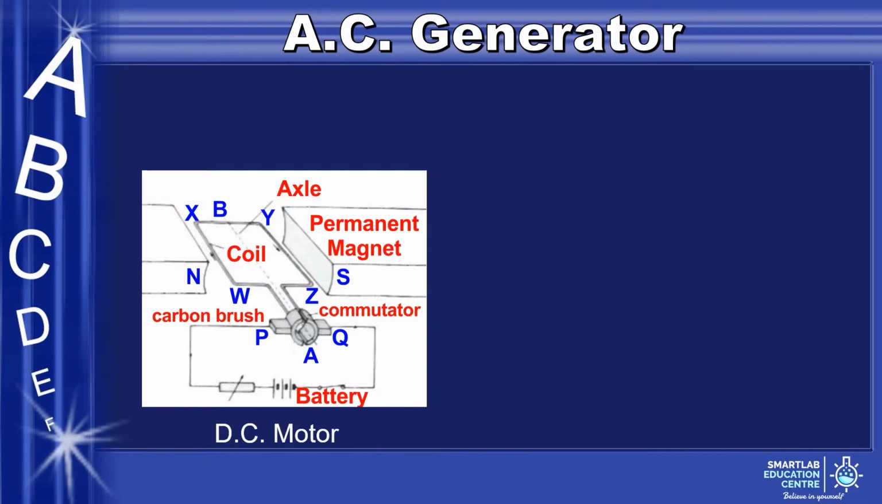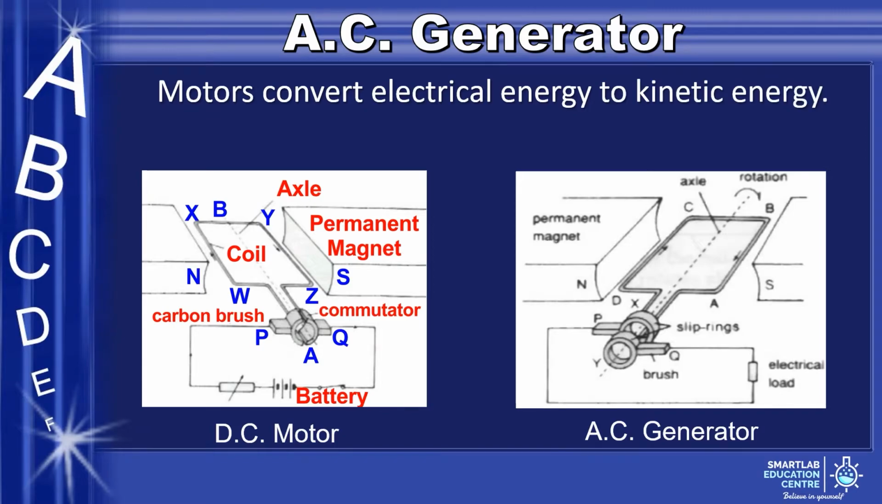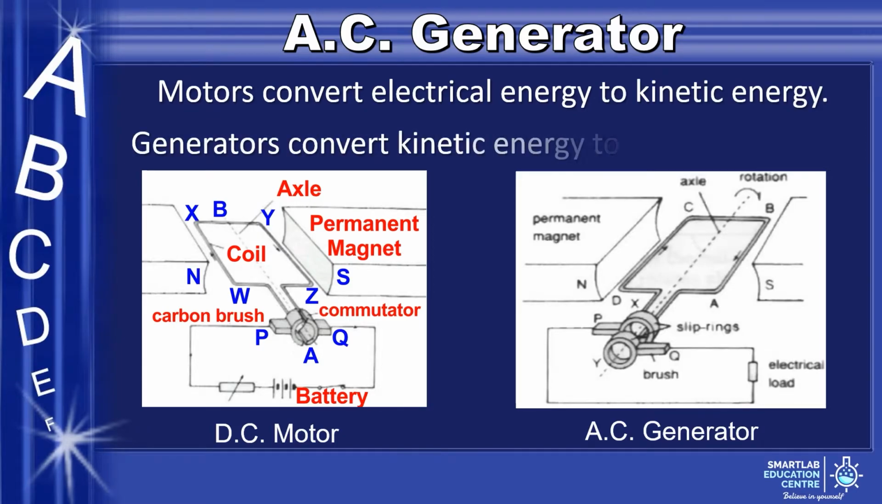In the previous topic, we touched on the topic of DC motors. However, we will be learning about the AC generator. Although they look the same, they operate differently and have a few differences. Motors convert electrical energy to kinetic energy. Generators convert kinetic energy to electrical energy.